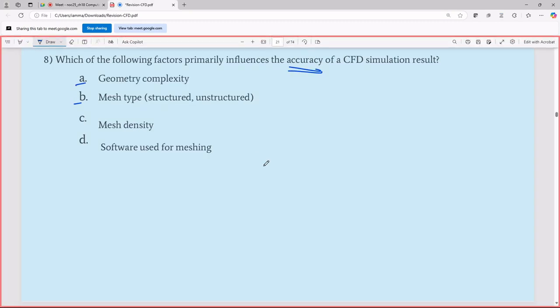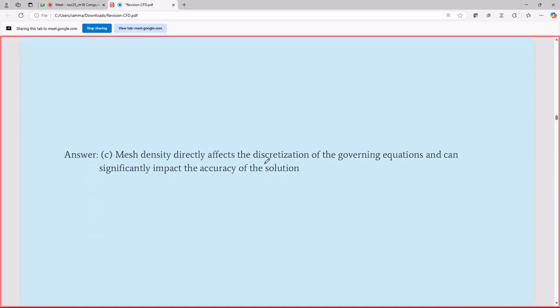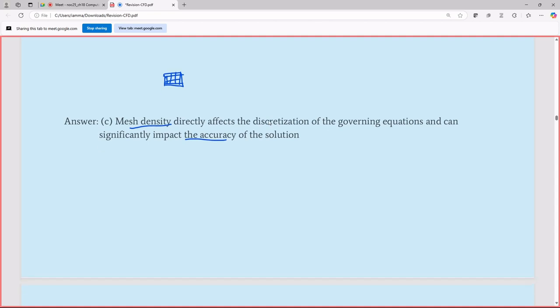Our answer is option C, that is mesh density. Mesh density means, if we are taking one particular area or volume, how many cells are there. That is called mesh density. So this mesh density directly affects the discretization of the governing equation, and it can significantly impact the accuracy of the solution. Answer is option C, mesh density.